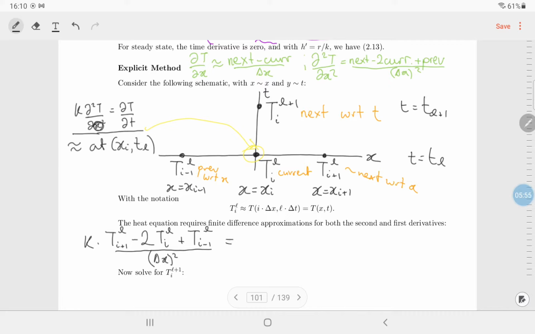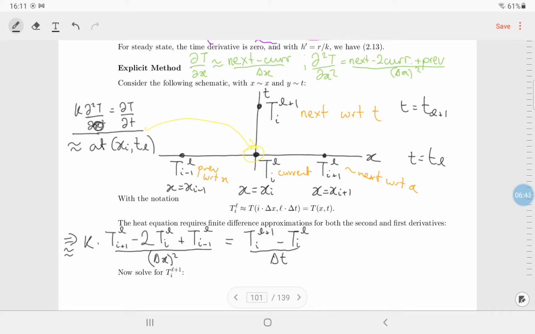Okay, equals, now this is really an approximation of the heat equation, which we've seen in the last set of lectures. Now, what about the derivative with respect to time? So we're using the formula in the middle up the top. So the derivative of temperature with respect to time is next in terms of time, that's T_i^(L+1) minus current, T_i^L, over delta t, because we're differentiating with respect to t, not delta x. So this is an equation that gives a relationship between these four temperatures.